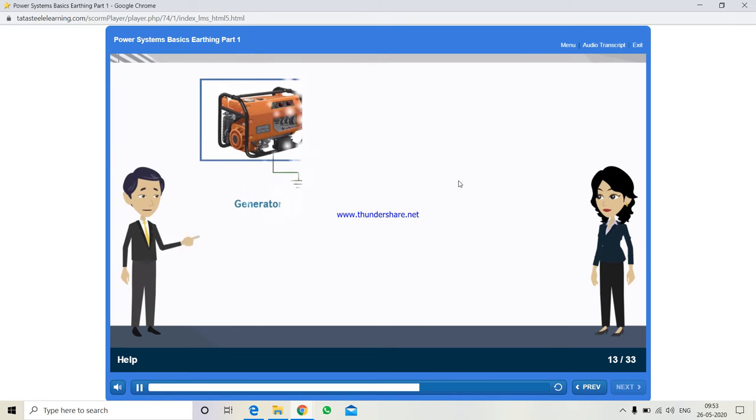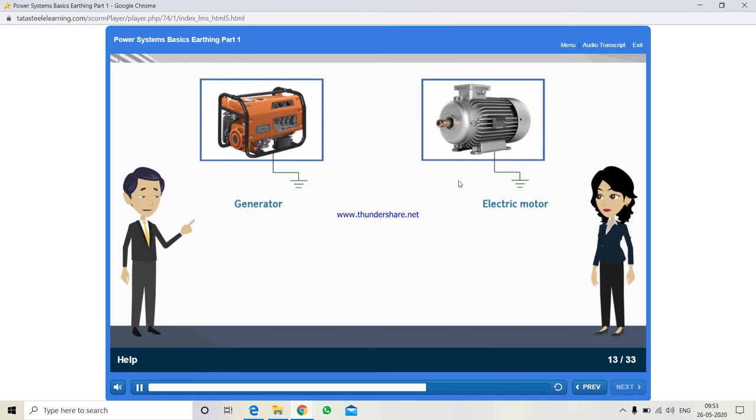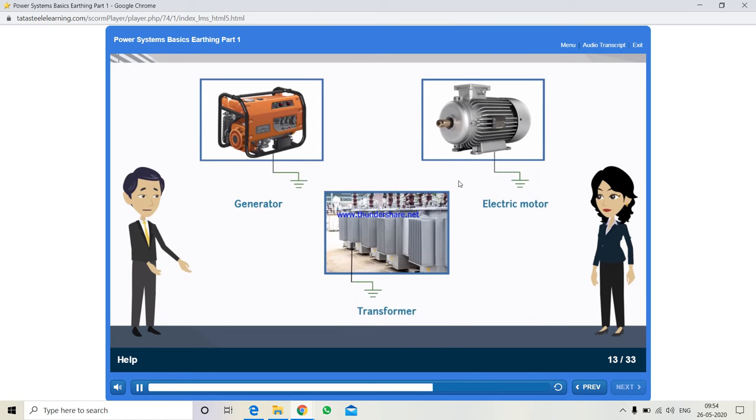Apart from these, the frame of every generator, stationary motor and, as far as practicable, the portable motor, and the metallic parts of transformer and any other apparatus used for regulating and controlling energy, and all medium and high voltage energy consuming apparatus should be connected by two separate and distinct connections with earth.